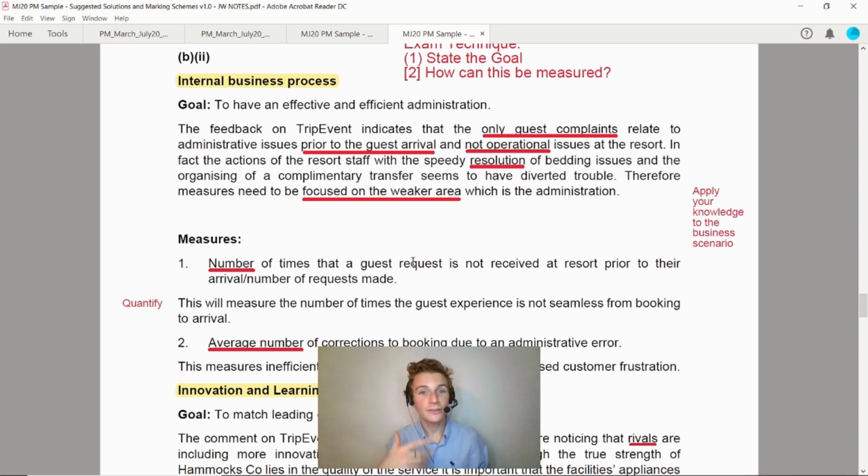In fact, the actions of the resort staff with the speedy resolution, so we picked up on this earlier on, of bedding, so referring back to that scenario, and the organising of complementary transfers. Yes, it's a cost, but it sort of diverted trouble on here. So the actual measures need to be focused on the weaker areas, which are the administration. So pick up on what was positive, what was weak, and then target the weak areas, and at what point in the business does that need to be rectified.